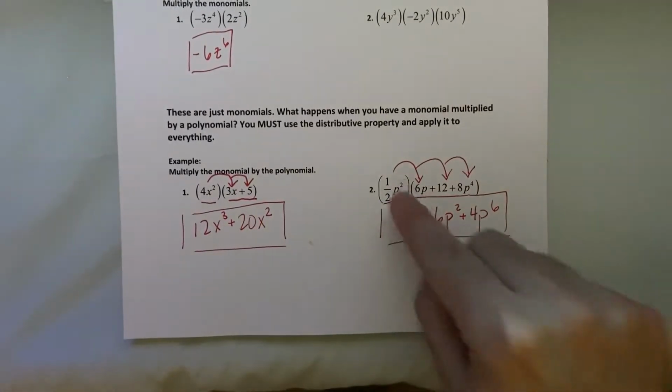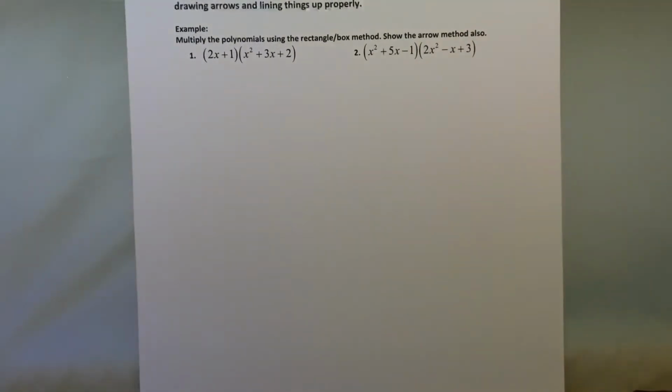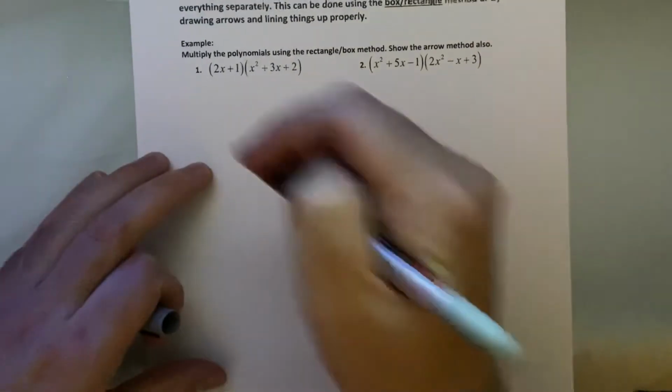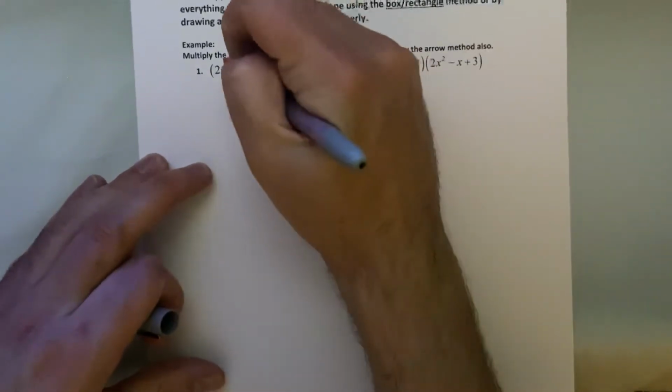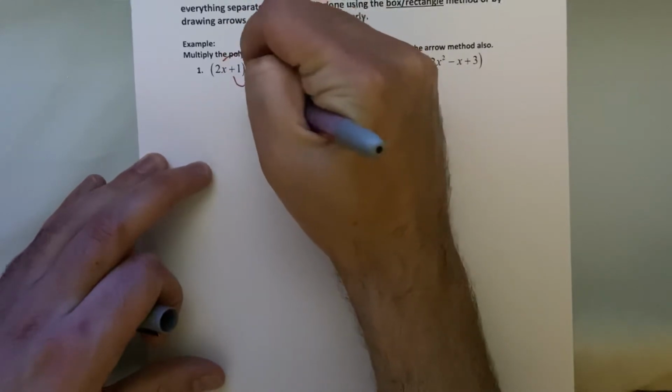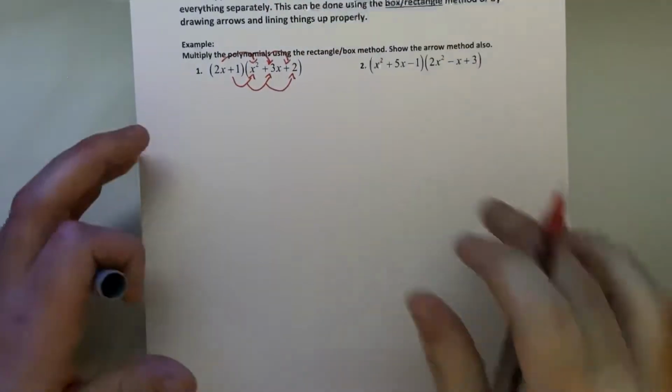But this is, again, one term times multiple terms. It becomes a lot harder when you have multiple terms times multiple terms. There are a few different ways to do this. Some of you have probably in the past heard of FOIL, and your homework will ask you to use FOIL. I prefer different methods. Some people do the box method, and some do the lining up method, which we'll talk about in a second. When you've got 2x plus 1 times x squared plus 3x plus 2, these two both get distributed times all 3 terms in the second group.